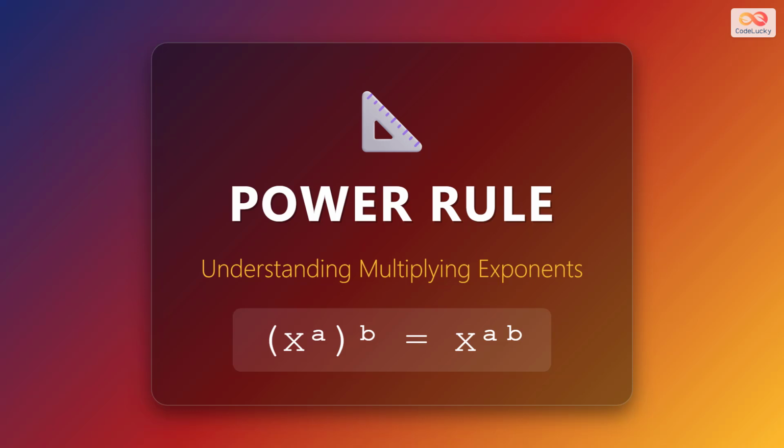Today, we are going to learn about the power rule of exponents. This is a key concept for simplifying algebraic expressions.